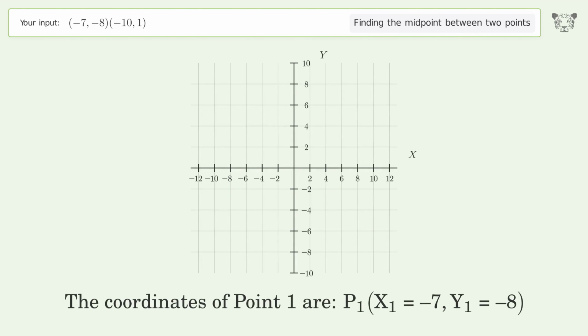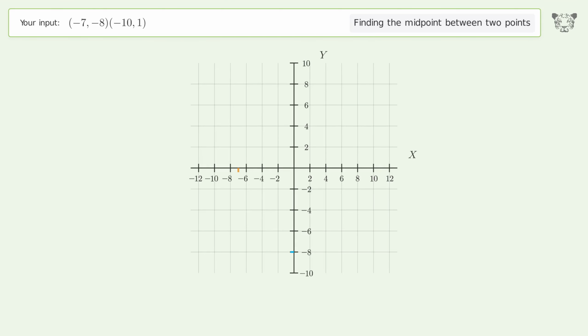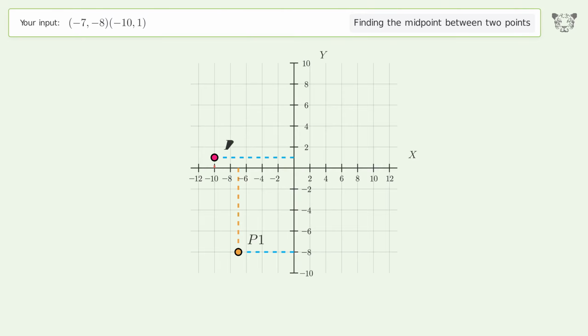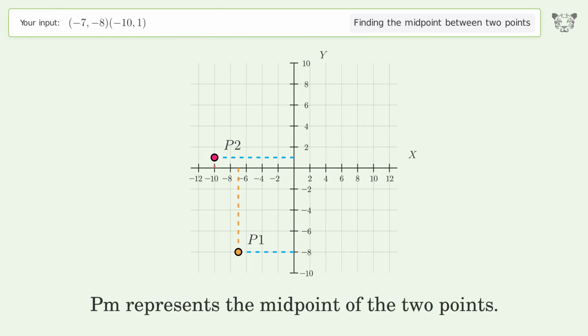The coordinates of point 1 are x1 equals -7, y1 equals -8. The coordinates of point 2 are x2 equals -10, y2 equals 1. PM represents the midpoint of the 2 points.